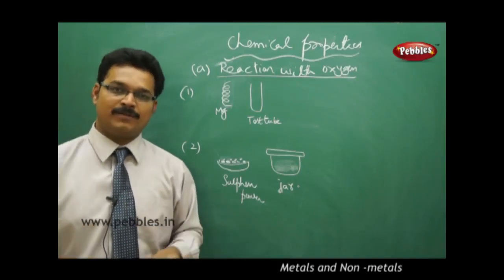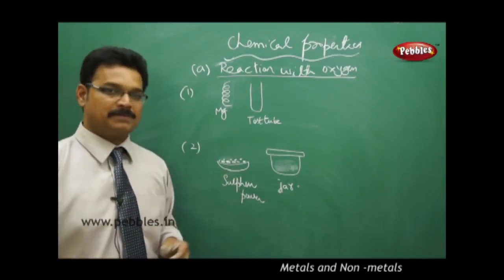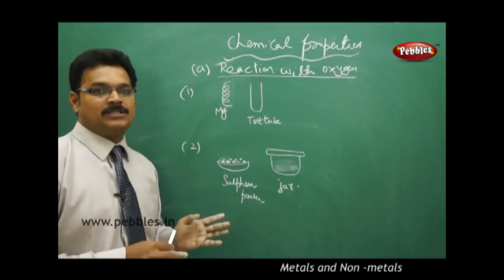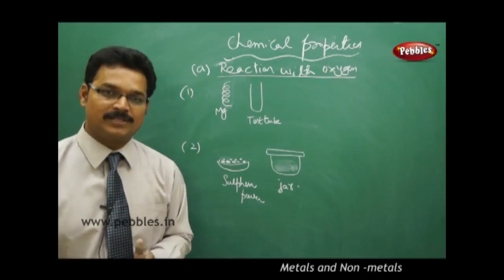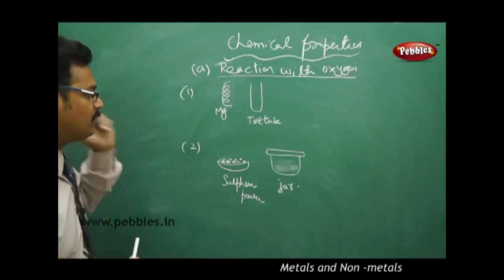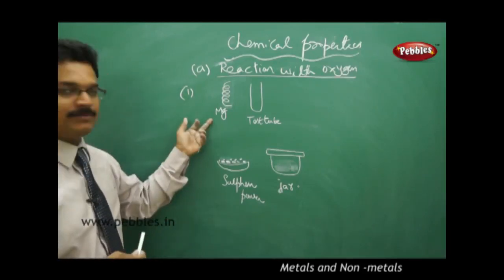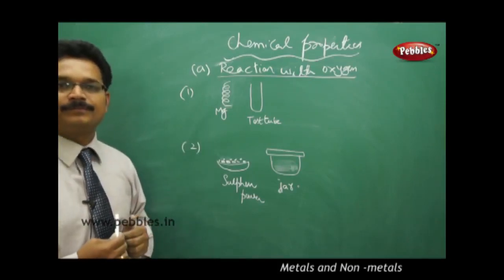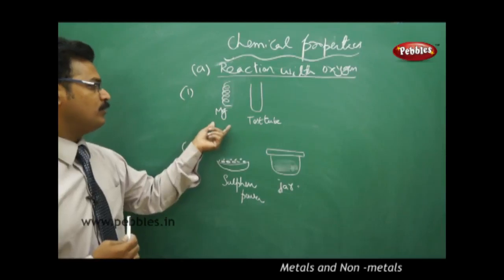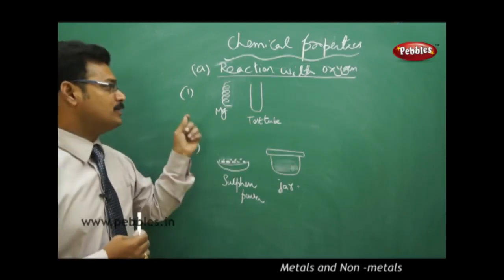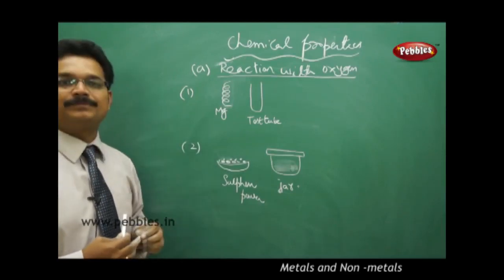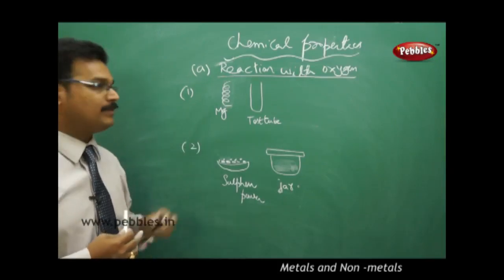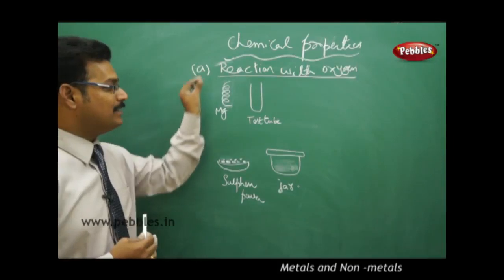In your chemistry laboratory you can perform this experiment to test whether a metal given to you is a metal or a non-metal. Here we take two materials, magnesium ribbons and sulfur powder. Now what to do with the magnesium? We'll heat the magnesium, and after burning the magnesium ribbons, keep them inside the test tube.